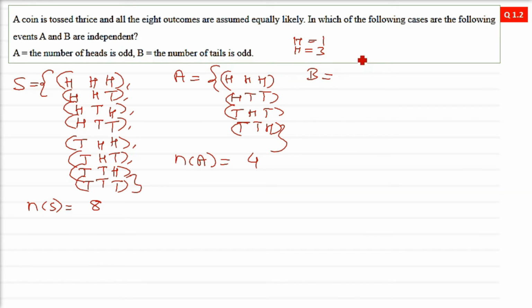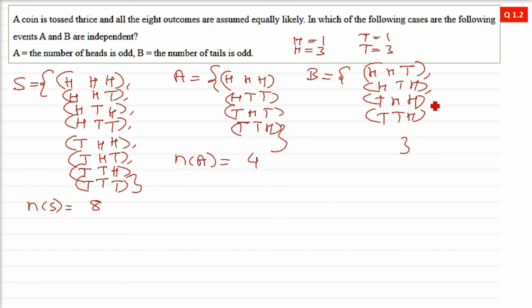Now number of tails is odd. Again, T should be equal to 1 or T should be equal to 3. We cannot have T equal to 2 because it is going to be an even number of tails. So we'll take again this from the sample space. Now count T. Wherever you get 1 T or 3 T, just write it here. So I'm writing HHT, then HTH, followed by THH, and then finally TTT. So now you see how easy it has become when we are writing in this form. Number of elements in B will be what? 4.